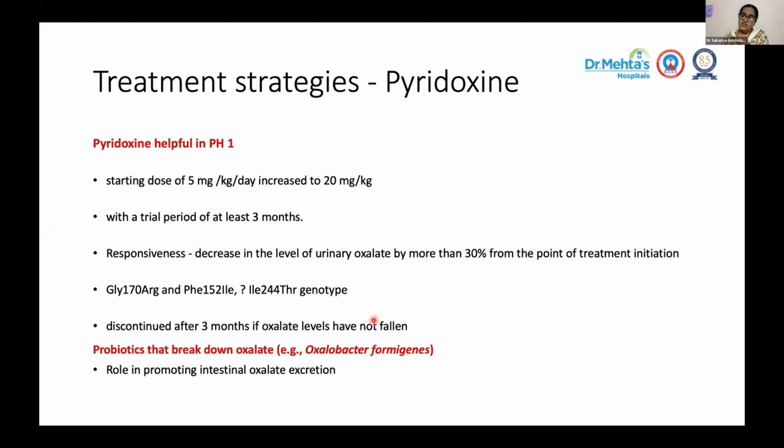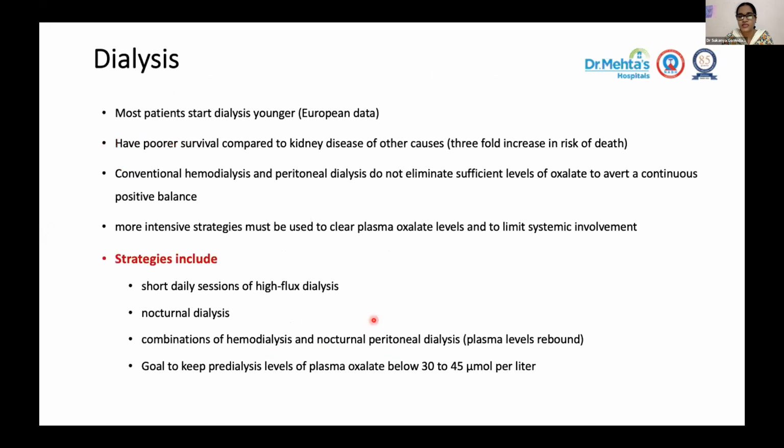Probiotics are often discussed as one of the options for decreasing intestinal oxalate excretion, but it seems to be doing very little for these patients with extra and super heavy loads of oxalate in their blood. So dialysis remains a main strategy, but most patients have been starting dialysis younger compared to the previous years. So we do have this trend of starting dialysis early in these patients. However, despite that, these patients have poorer survival compared to other kidney diseases.